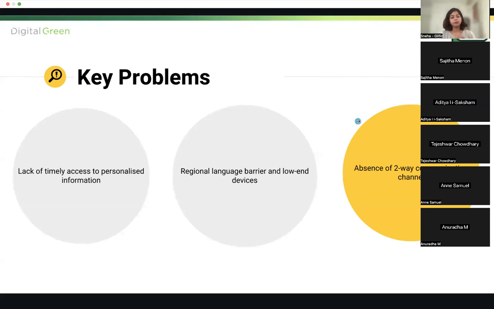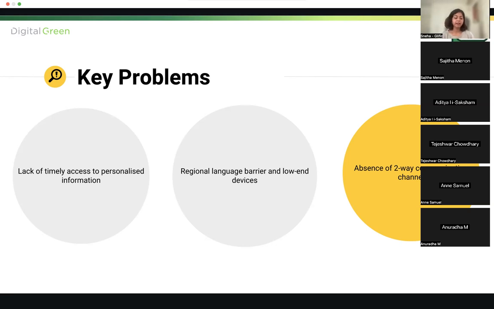There were a couple of key problems they were facing before they thought of moving to a technology solution. The first one was lack of timely access to personalized information. In Digital Green's case, there were community resource people who were directly training these farmers. If they wanted to get any information from these CRPs, there was a gap. They were not able to receive that information in a timely manner.